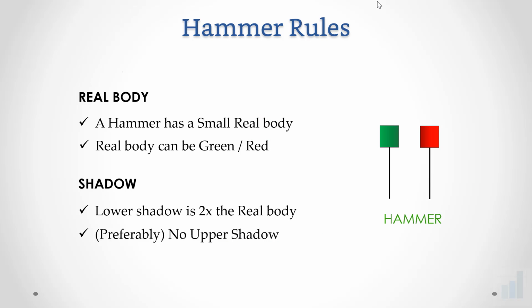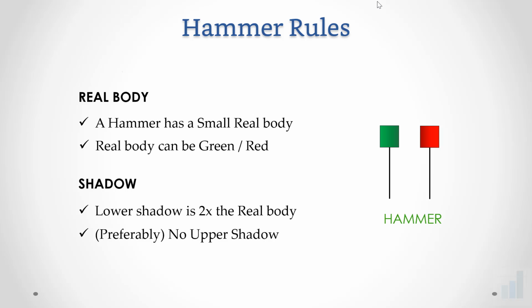So, the first rule is that the hammer must be made up of a small real body, and this real body can be of any color. In other words, a hammer can have a bullish small real body or a bearish small real body. It doesn't really matter.